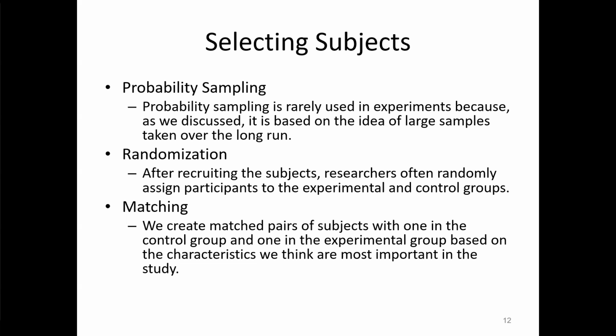Sometimes experimenters also use matching, and this is similar to the quota sampling that we talked about earlier in the semester. They create matched pairs of subjects with one in the control group and one in the experimental group based on the characteristics that they think are most important in the study. For example, if our recruits included 10 Hispanic men in their early 20s, we could place half in the control group and half in the experimental group if we believed that age and ethnicity were important factors in the study.